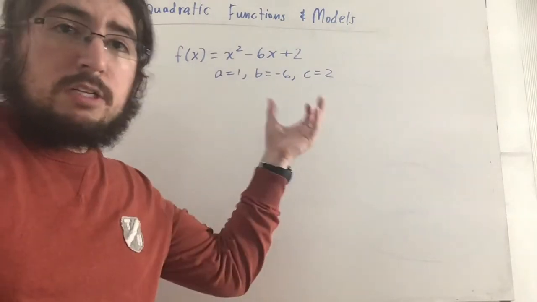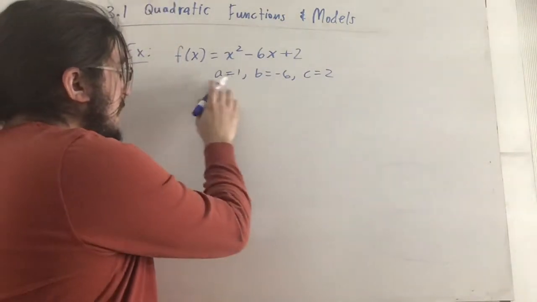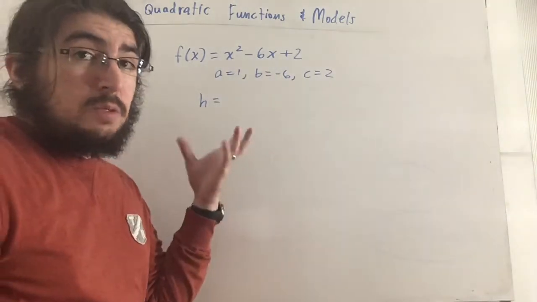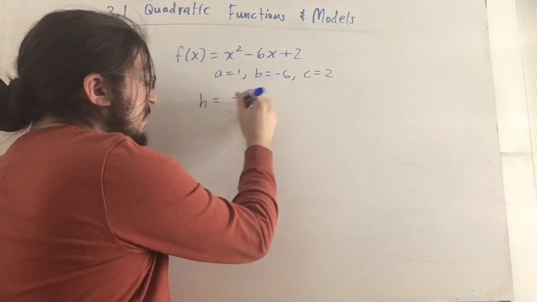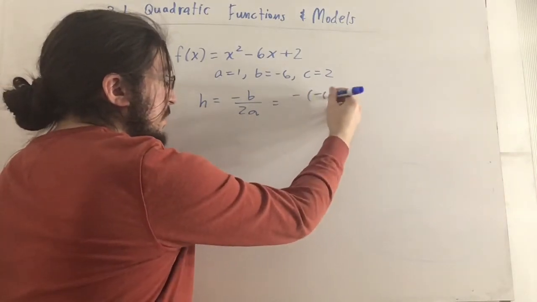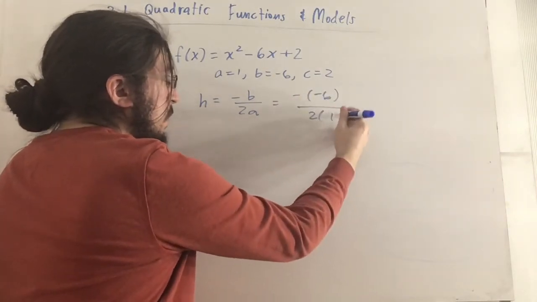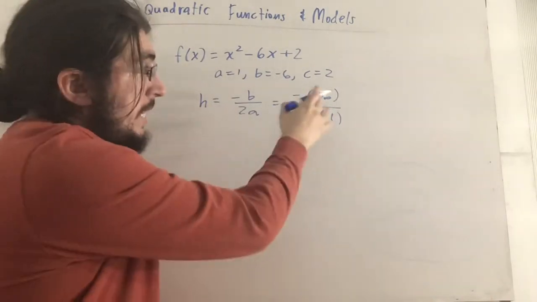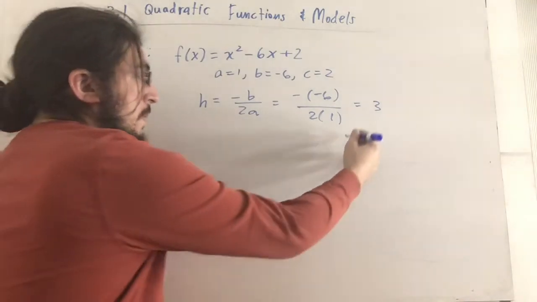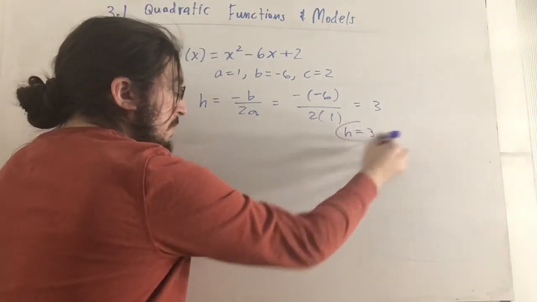This is in what we call standard form, and we can now find the vertex by finding the individual pieces. h, as we just saw, is negative b over 2a, so that's negative 6, because b is negative 6, over 2 times 1, because a is 1. Double negative is positive, 6 over 2 is 3, so h is just 3. Let me just write that here to feel a little more complete about things.